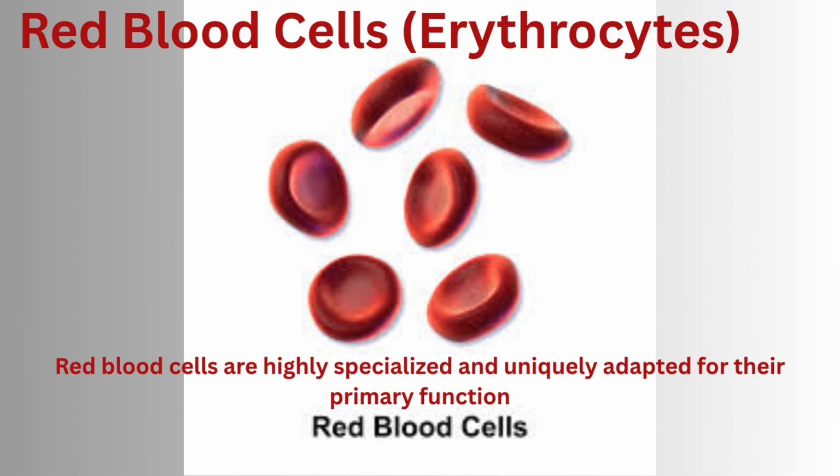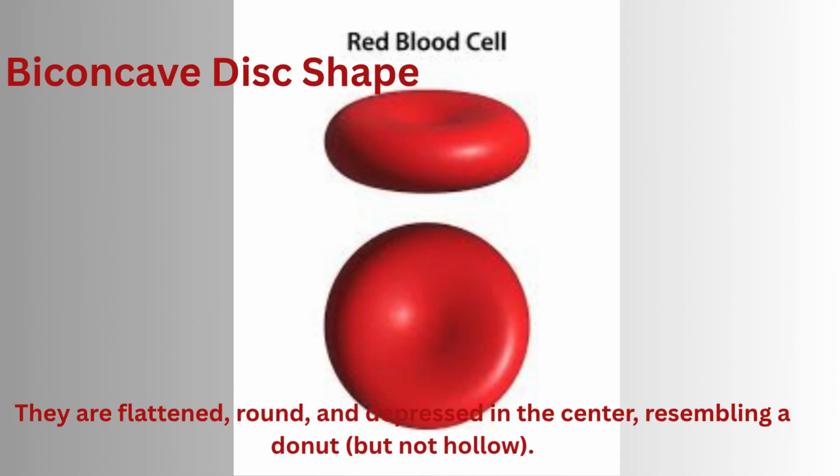Explore the fascinating structures and functions of two very different, yet essential, cell types in the human body: red blood cells and nerve cells. Red blood cells, erythrocytes. Structure. Red blood cells are highly specialized and uniquely adapted for their primary function. Here are their key structural features.